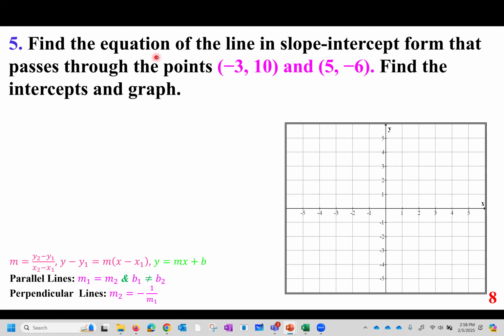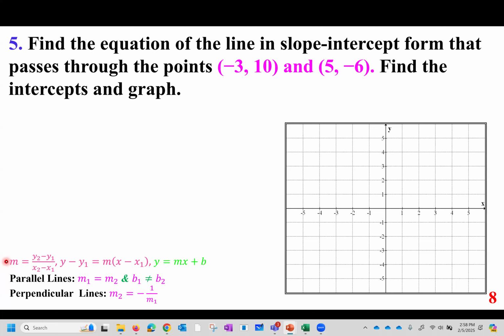Find the equation of a line in slope-intercept form that passes through the points -3, 10 and 5, -6. Find the intercepts and graph. Reminding you of the information that was given about various types of lines, the slope, and so on. First and foremost, we're going to find the slope. So we are going to use this formula.